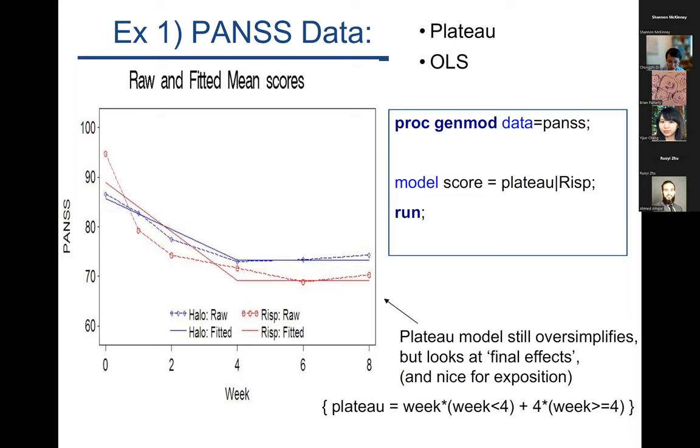Now, what if you use a plateau model? Assume there's a change of slope at week four. Again, the red lines and the blue lines indicate the model predicted trajectory. You can see that compared to the simple linear relationship, it seems to do a little bit better, because it captures the trend of the slope being steeper at the beginning and then flatter towards the end. And the blue line is probably even a little bit better. So this model is not perfect, but it seems to be doing better than the previous one.